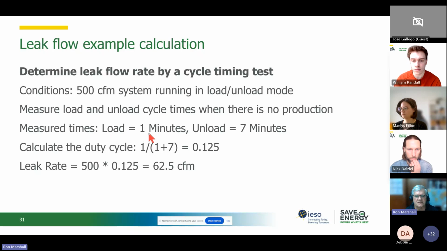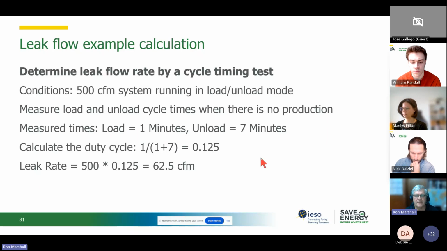And you might find 1 minute of loaded activity and 7 minutes of unloaded activity during the weekend, and you just take the 1 minute and total cycle time comes out to 12.5%. This compressor is 500 CFM times 12.5%. 62 CFM is the leakage rate.